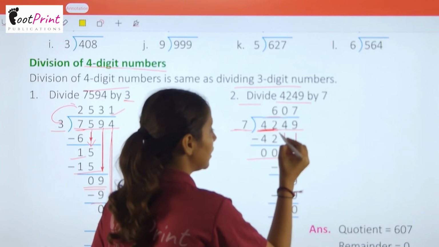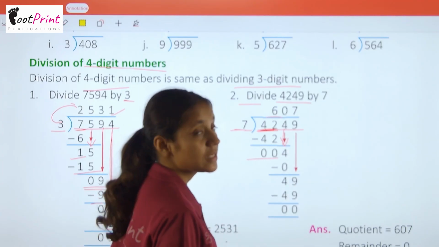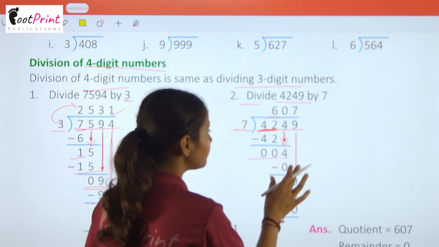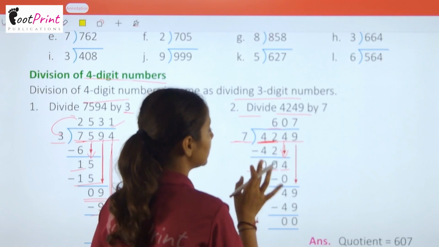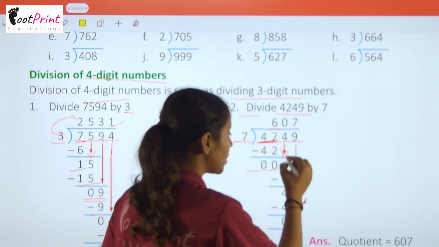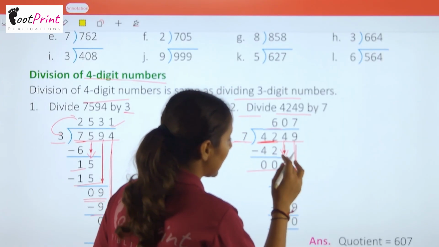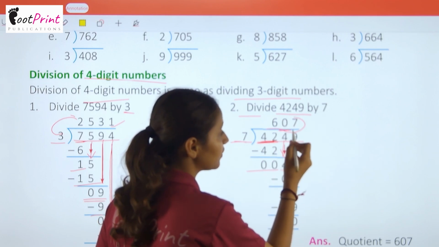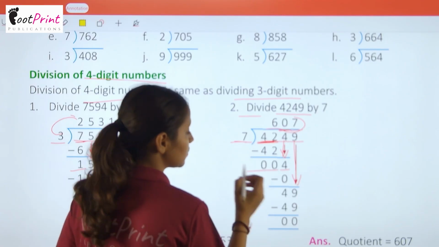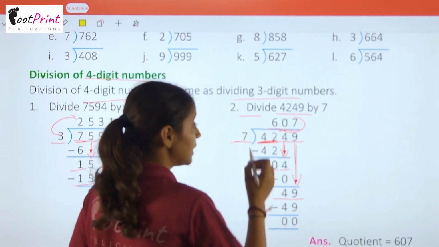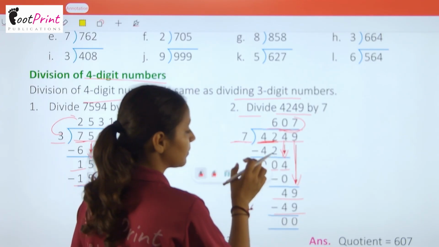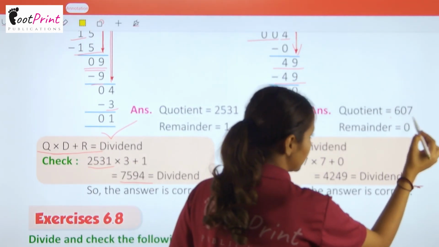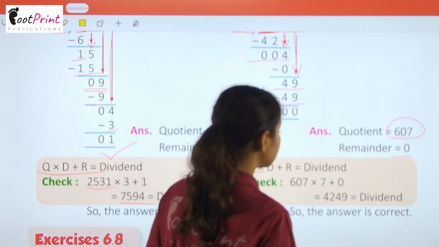Okay, now we are bringing this third digit, that was 4, here. In the table of 7, 4 does not come either. Now we will bring this 9 here and we will write 0 first, then we will write 7. So now this has become 49. 7 7s are 49. 49 minus 49 is 0. That means the quotient is 607 and remainder is 0.